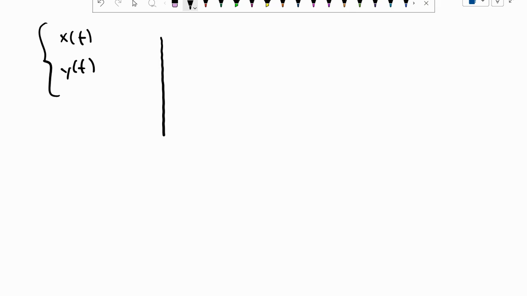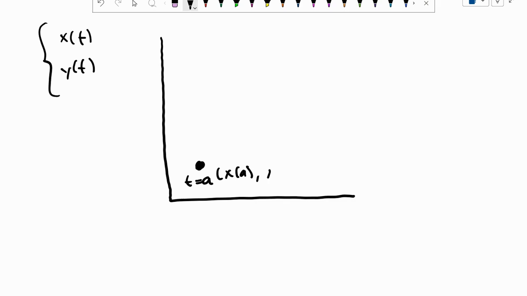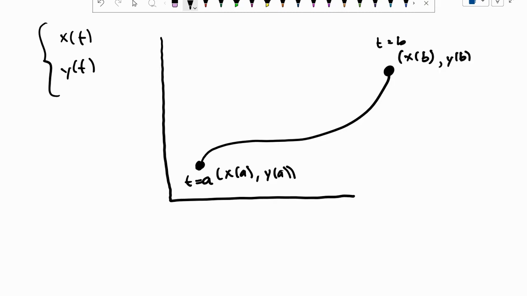So let's imagine what this graph might look like. Let's say at this point t equals a. So at this point we have the coordinates x of a and y of a. And let's say the graph looks something like that, and it goes to this point where t equals b. Then this point would have the coordinates x of b, y of b. So how do we find this arc length from a to b of a parametric function?